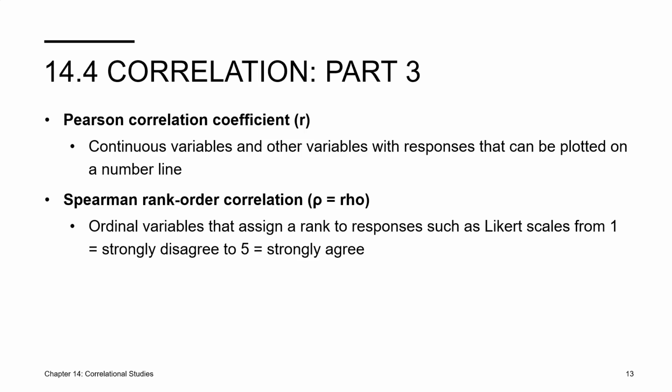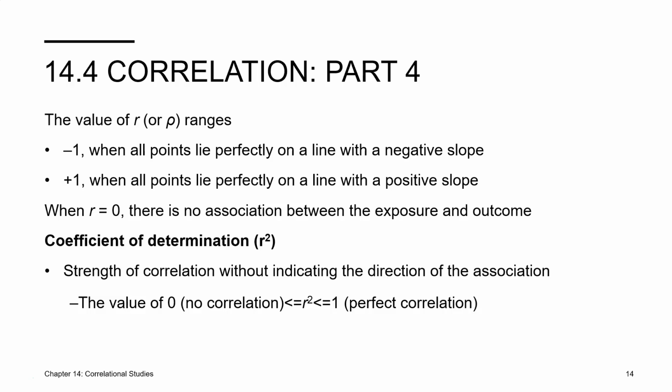The Spearman rank order correlation is used for ordinal variables, and these are variables that could be assigned a rank, for things like a Likert scale from 1 to 5, from strongly disagree to strongly agree. The value of a correlation, either the Pearson or the rho, is the same. A -1 is when all the points lie directly on a line with a negative slope, and a +1 is when all the points lie perfectly on a line with a positive slope. When the rho equals 0, there is no association between the exposure and the outcome.